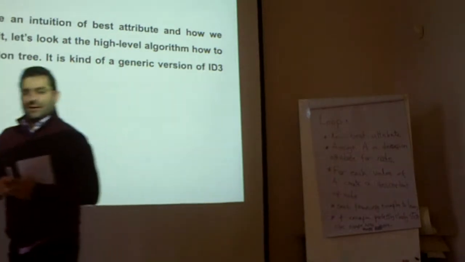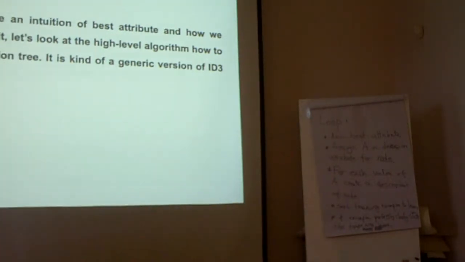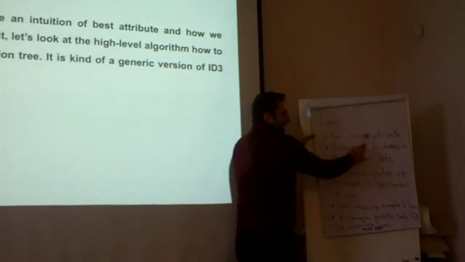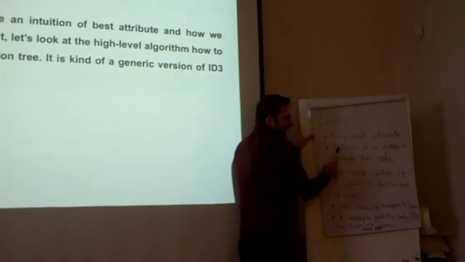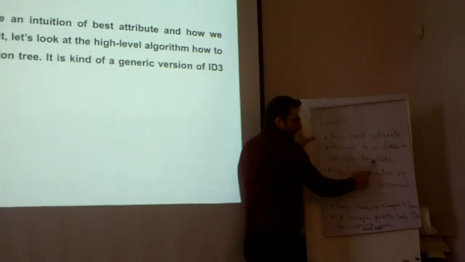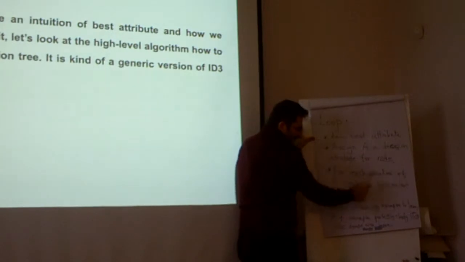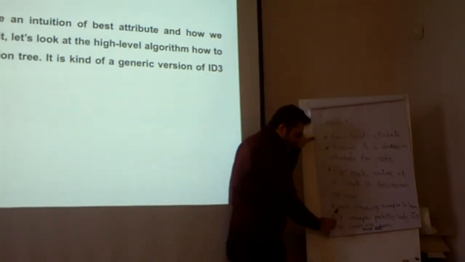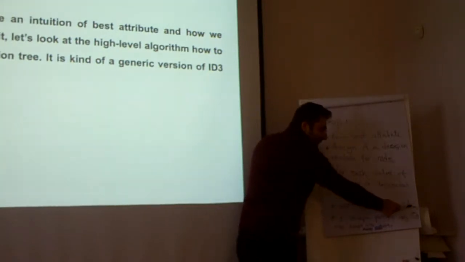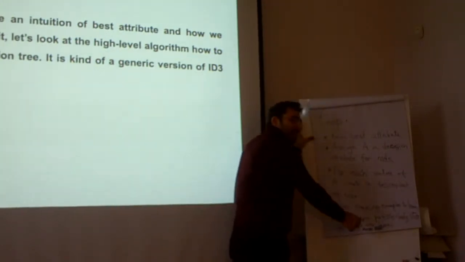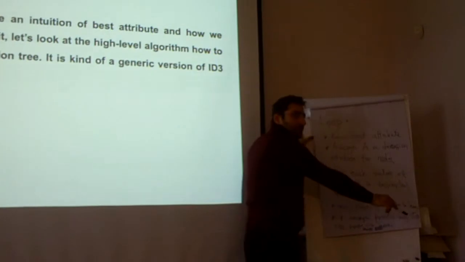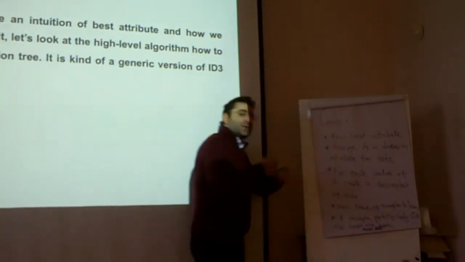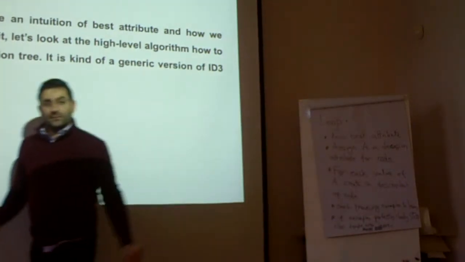I read it, then I describe. Assign A the best attribute, assign A as the decision attribute for node. For each value of A, create a descendant of node. Sort training examples to leaves. If examples are perfectly classified, stop. Else, iterate over the leaves again.